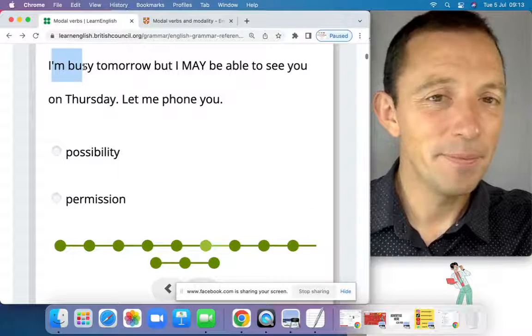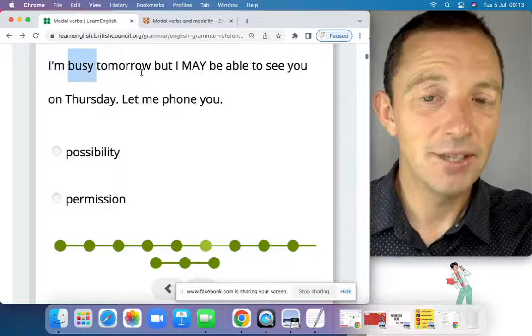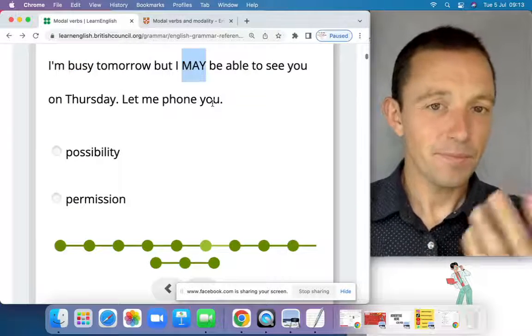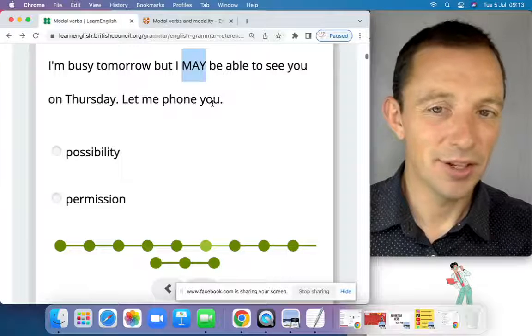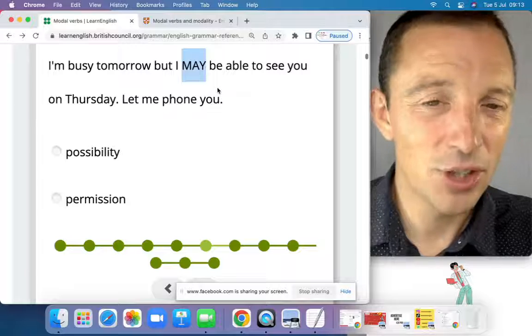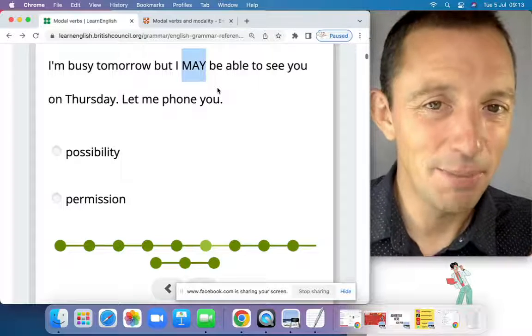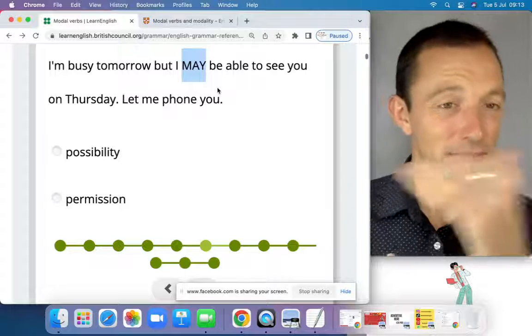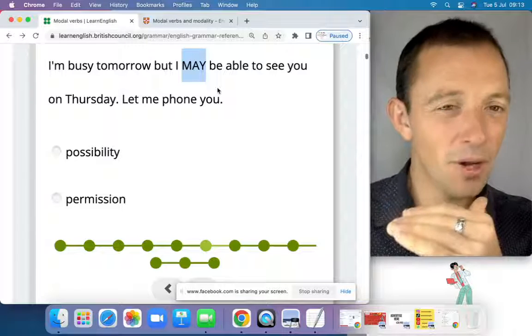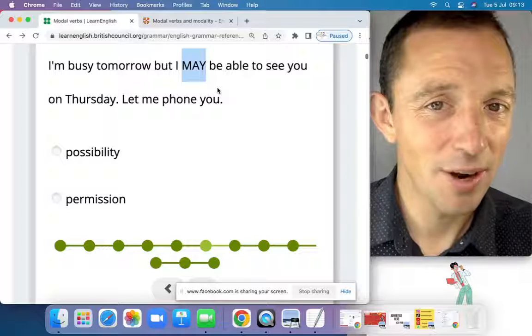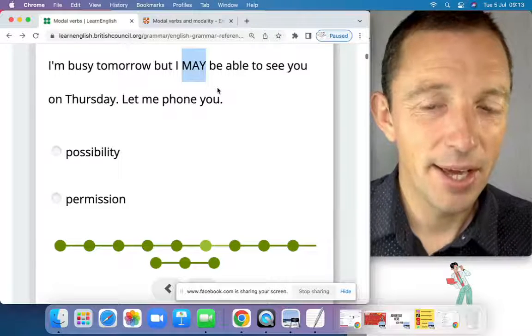I am busy. I'm occupied tomorrow, but I may be able to see you on Thursday. I'm busy. I'm occupied, but I may be able to see you tomorrow. I might be able to see you tomorrow. I could be able to see you tomorrow. Is this possibility or permission? This is very interesting. What do you think is the correct answer?